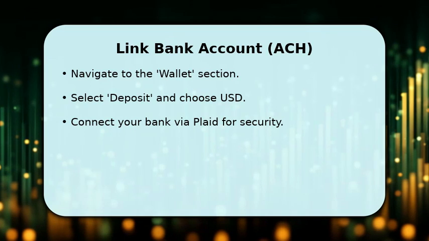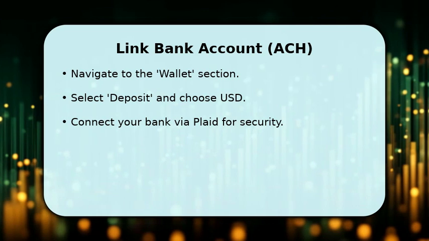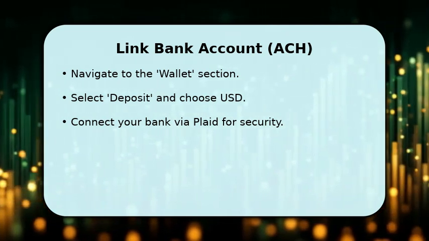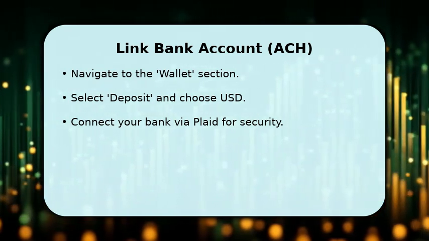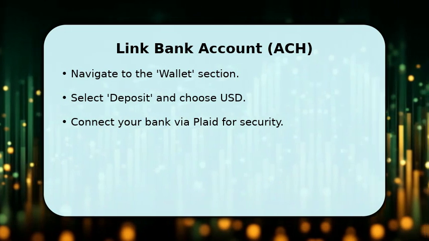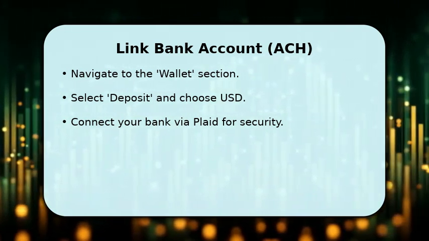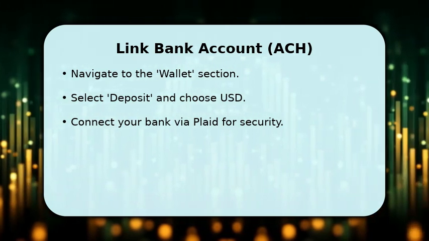To deposit via ACH, begin by logging into your Binance US account and navigating to the wallet section. From there, select Deposit and choose USD as your currency. You'll then connect your bank account securely using Plaid. Once linked, simply enter the amount you wish to deposit, keeping in mind that a minimum of $10 is often required. Review and confirm your transaction.